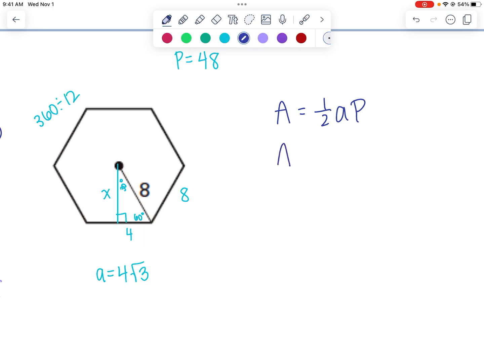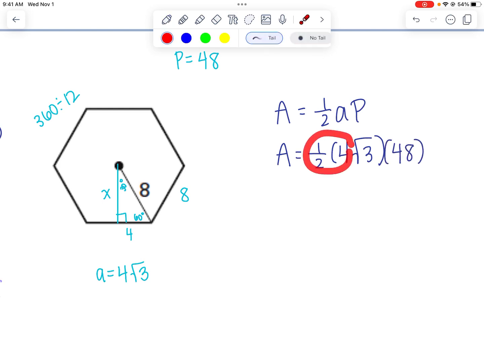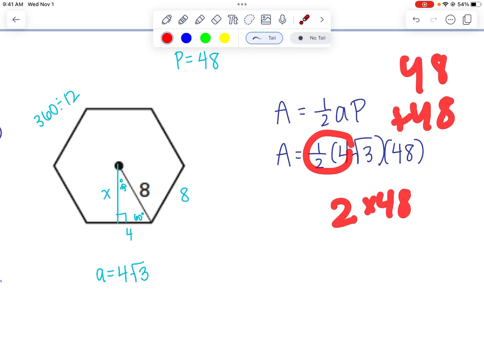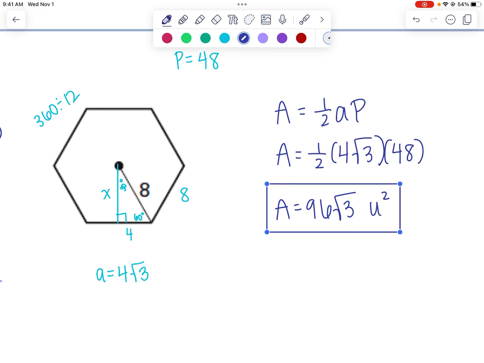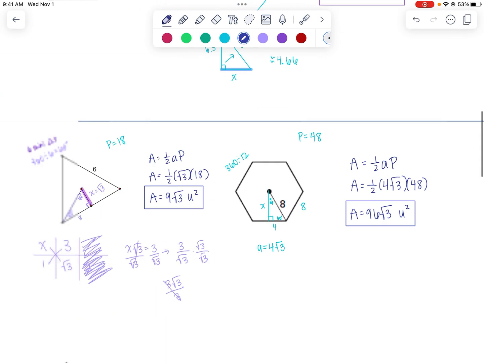So area equals 1/2. The apothem was 4 root 3. And the perimeter, we said 8 all the way around was 48. Half of 4 is 2. And then just ask yourself, what's 2 times 48? What's 48 plus 48? And that would be 96. Don't forget about the root 3. So 96 root 3 units squared. And that's it for that one.